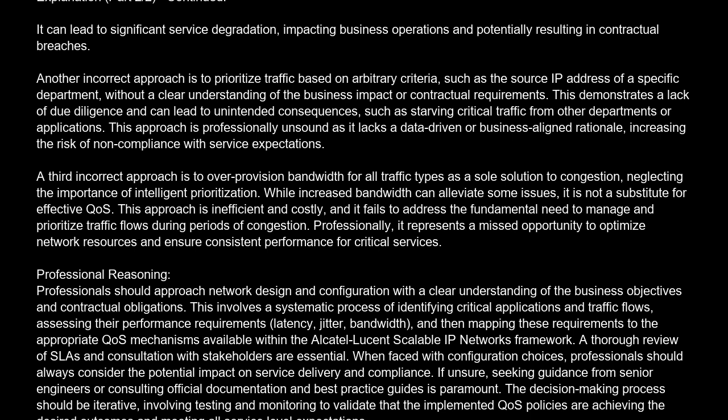A thorough review of SLAs and consultation with stakeholders are essential. When faced with configuration choices, professionals should always consider the potential impact on service delivery and compliance. If unsure, seeking guidance from senior engineers or consulting official documentation and best practice guides is paramount. The decision-making process should be iterative, involving testing and monitoring to validate that the implemented CoS policies are achieving the desired outcomes and meeting all service-level expectations.